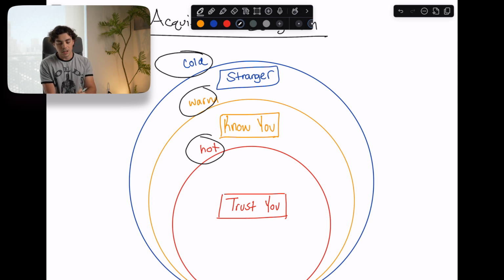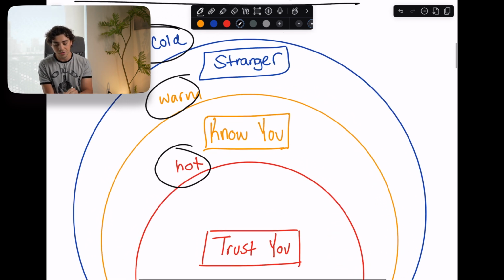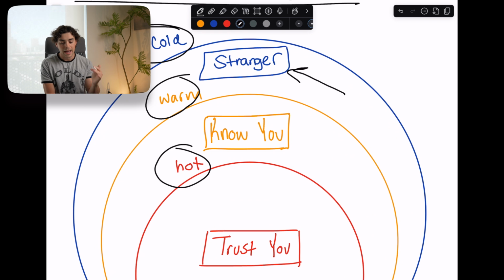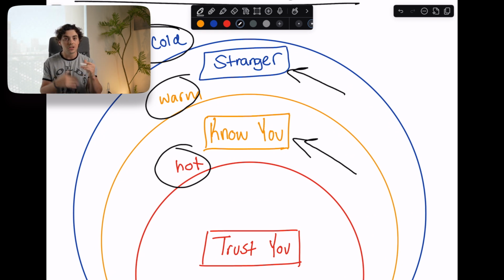And so the 3 stages: cold, you have the stranger, right? They are a complete stranger. And then when you take them from cold to warm, warm is that they know you, right? They just know who you are. They roughly know what you do, and they have an idea of what you stand for, your philosophy, and the way you view whatever it is that you're helping them with and your expertise.